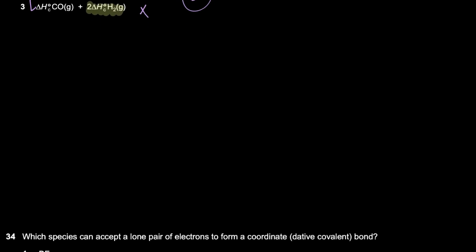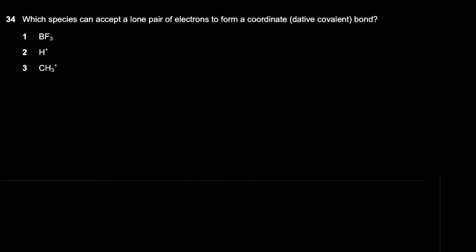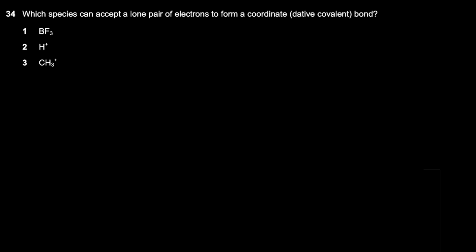So the next question that we have here is question number 34. Question number 34 asks, which of these species can accept a lone pair of electrons to form a coordinate or a dative covalent bond? Now let's examine these one by one.